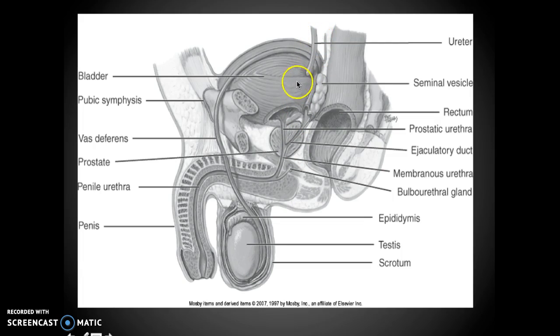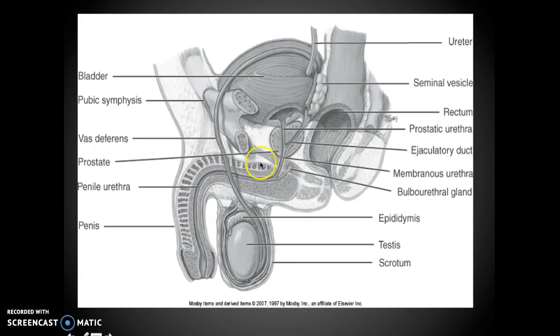So here's a ureter coming in. This is the bladder right here, this whole thing. This is the rectum. We have the, oh my goodness, seminal vesicle here coming down into the ejaculatory duct. Coming out of the bladder, we have the prostatic urethra, which goes to the membranous urethra. So the prostatic urethra is in the prostate. Your membranous urethra coming down, and here's your bulbourethral gland right here, and then coming down, here's your epididymis, your testes with your scrotum, the penis, penile urethra.